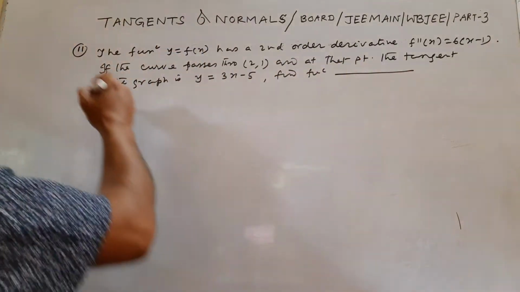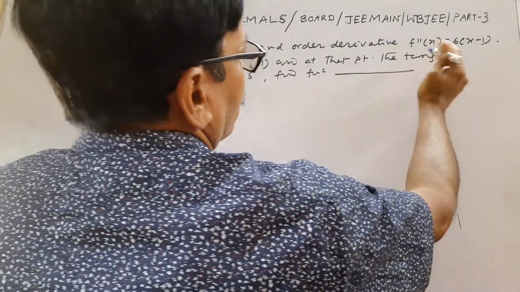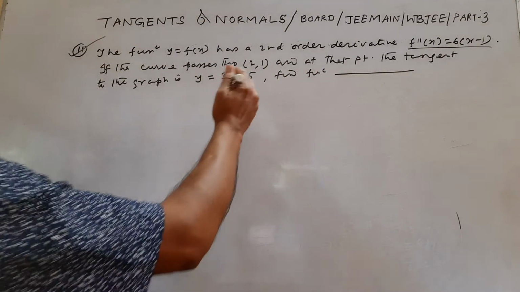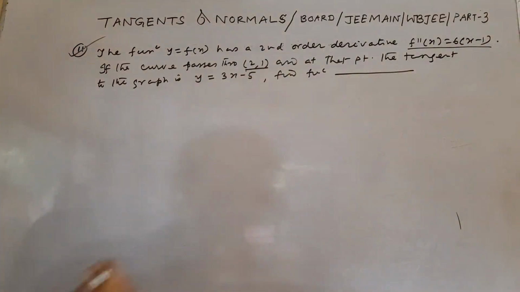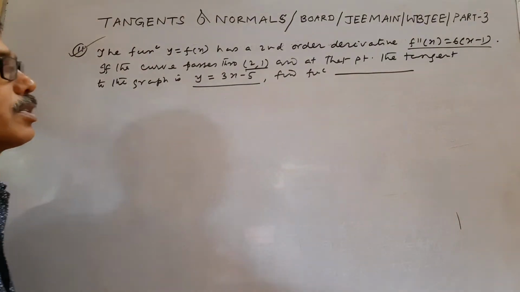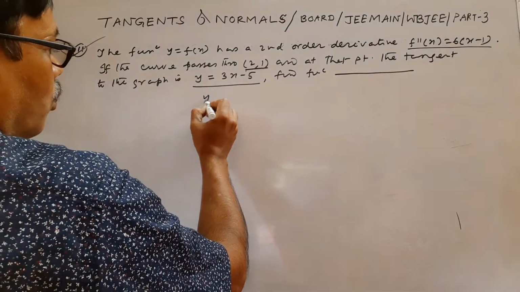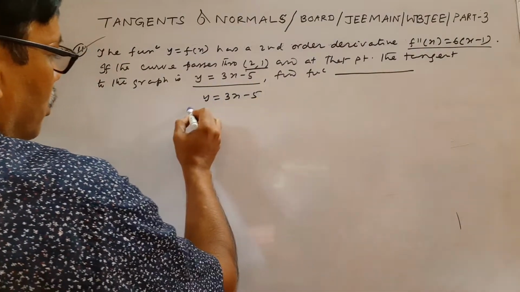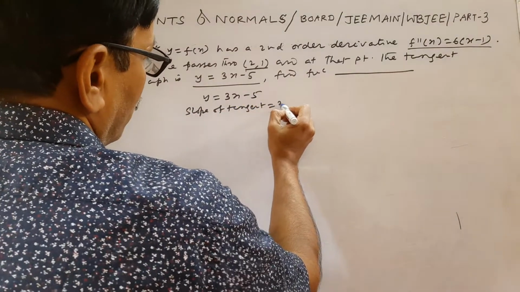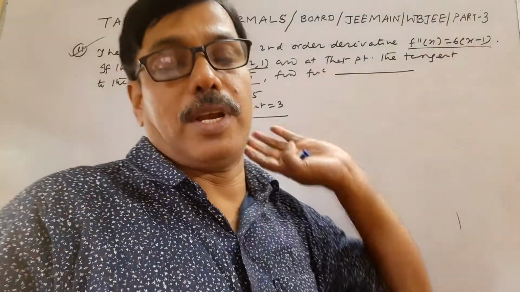Now consider problem number 11. The function y equals f(x) has second order derivative f double dash x equals 6 into (x minus 1). The curve passes through (2, 1), and at the point (2, 1), the tangent of the graph is y equals 3x minus 5. Therefore, the slope of the tangent is 3. Now, the slope of the tangent of the curve will be f dash x.